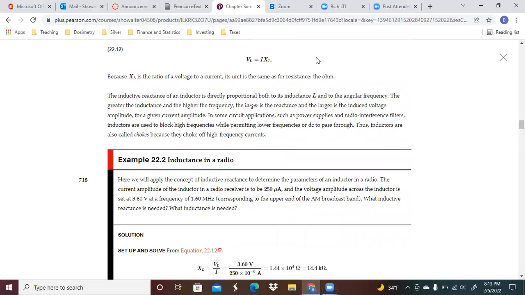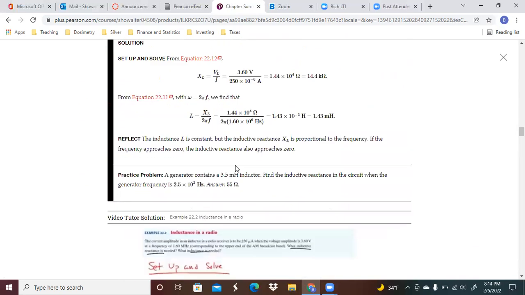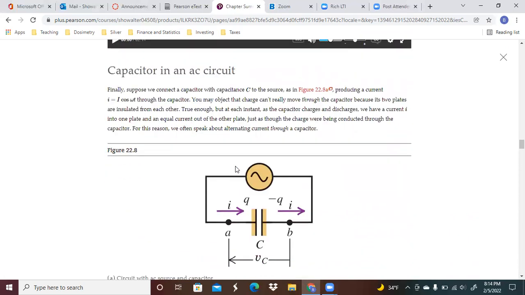The unit is going to be the exact same as it is for resistance. It's going to be the ohm. Now, the capacitor in an AC circuit, we're going to again be taking the same description here of current instantaneously.